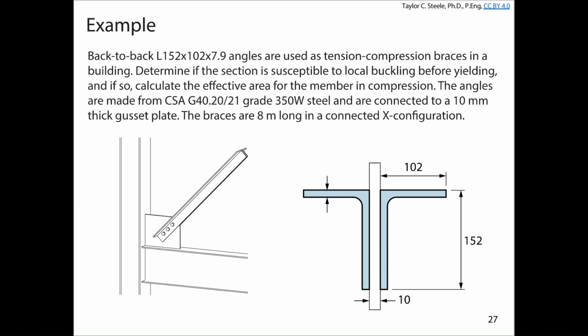So what we're going to do today is determine if the section is susceptible or not susceptible to local buckling. And if it is susceptible to local buckling, we will calculate the effective area. We're not going to get to the compressive resistance calculation, but we will calculate the effective area for this cross-section based on the potential for local buckling. Does anyone have any questions about what the example is asking us to do before we get into the calculations?